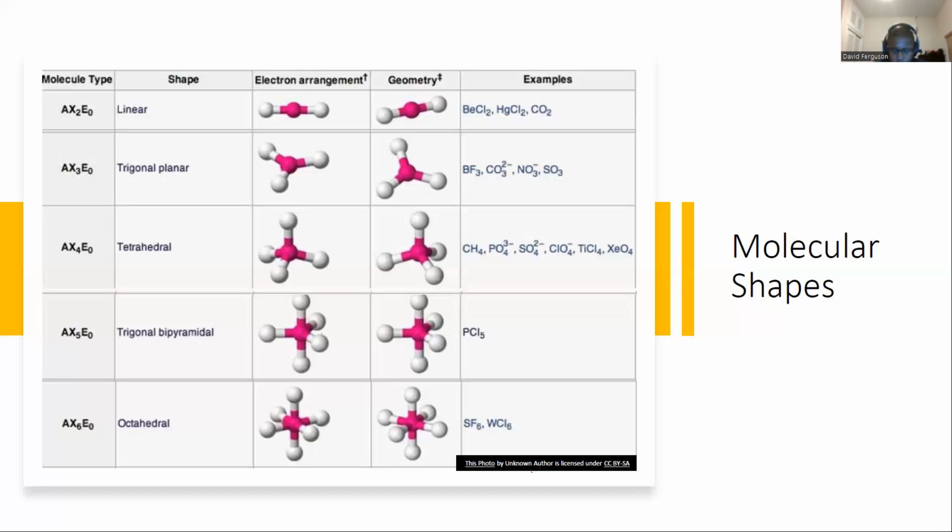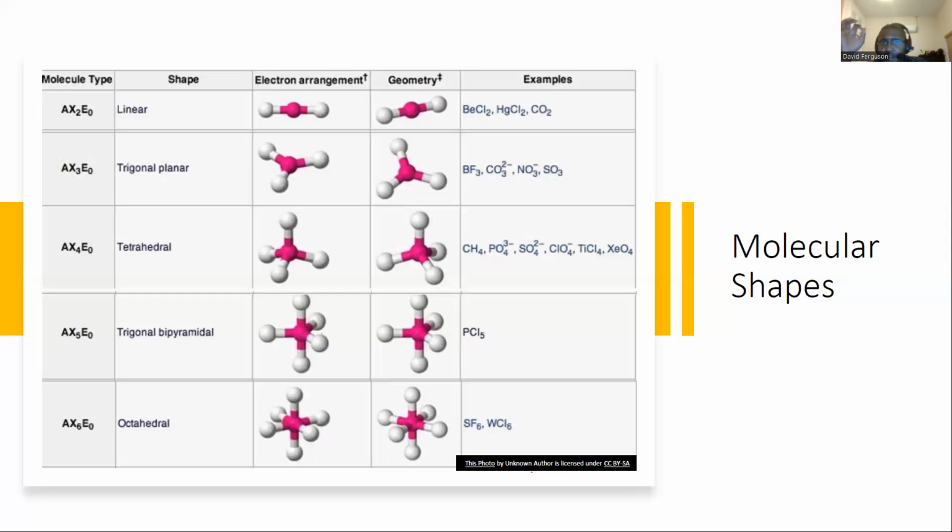Then you have your octahedral shape. Octahedral. I just want you to see the shape of them. See, we have 6 electron groups: 1, 2, 3, 4, 5, 6.